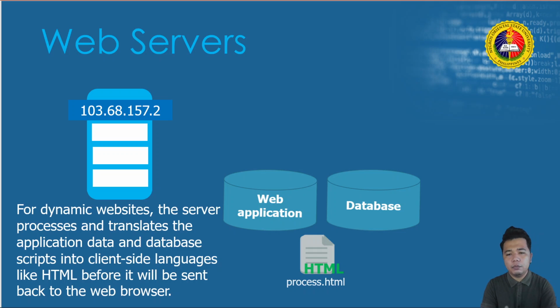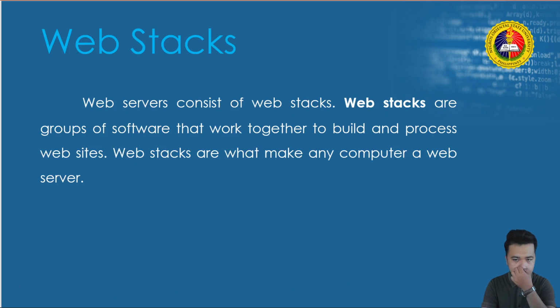But how do web servers do all of these? Going back to the web server definition, web servers are any computer installed with specialized software applications and components necessary to serve web requests. This is through the use of what we call a web stack. Web servers consist of web stacks. Web stacks are groups of software that work together to build and process websites. Web stacks are what make any computer a web server.